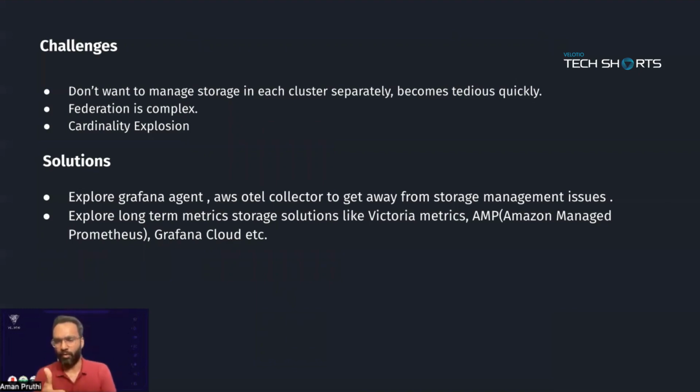First, if you don't want to manage storage, you can use things like Grafana Agent or the AWS Hotel collector, which get your metrics from your exporter and then push them using remote write to your central managed Prometheus. So instead of maintaining Prometheus on every cluster, you can directly push to the central Prometheus. Second is exploring long-term storage solutions like Victoria Metrics, AMP, and Grafana Cloud. So these are the solutions we have.